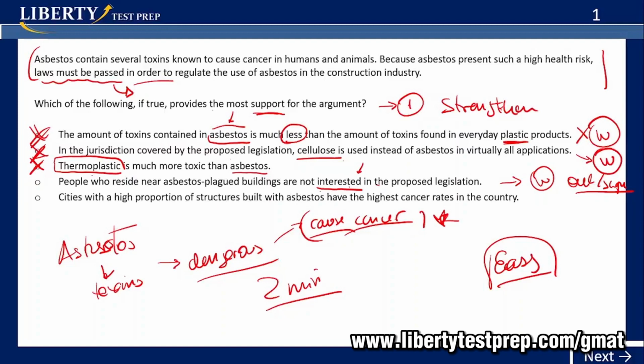And we want to say that the laws are good, that we need to prohibit or we need to regulate asbestos. So that's not good. That's saying something bad about the law. And of course, letter E is our answer.